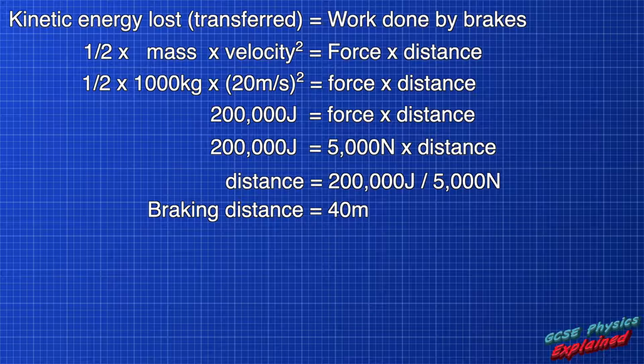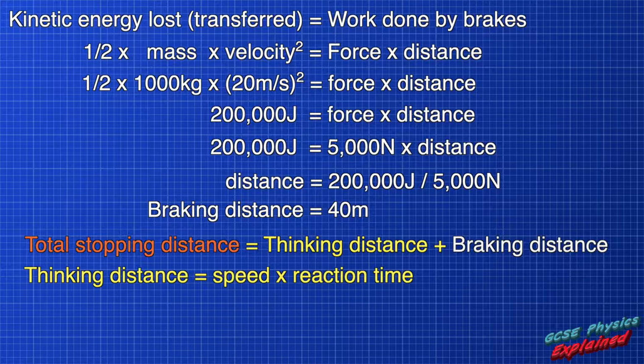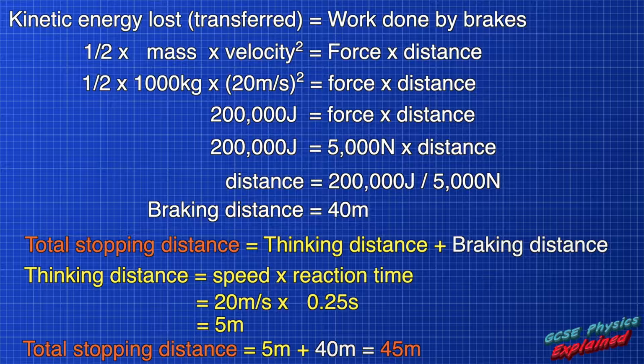Please note, if you wanted to work out the total stopping distance, not just the braking distance, you'd have to calculate what the thinking distance would be and add it to the braking distance. For example, thinking distance equals speed times reaction time. The typical reaction time is 1/4 of a second. So in this case, the speed is 20 meters per second and multiply that by 0.25 seconds. So that comes out as 5 meters. Add that to the 40 meters braking distance to make 45 meters of total stopping distance.